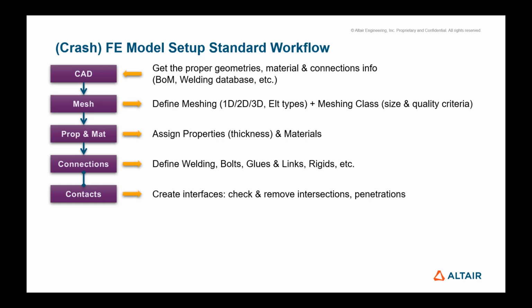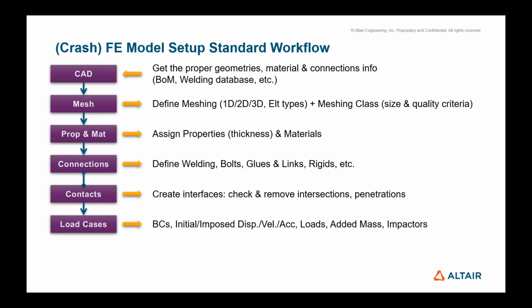The purpose of defining contacts is to prevent components from passing through each other or through themselves. We may define a global contact with all components of our model in. However, we may not need, for instance, to define contact between the very front part of a vehicle and its very rear part. Then we can create the load cases, set boundary conditions, loads, initial or imposed velocities, and so on, possibly merge impactors or dummies.